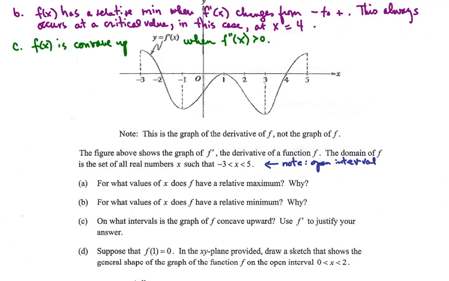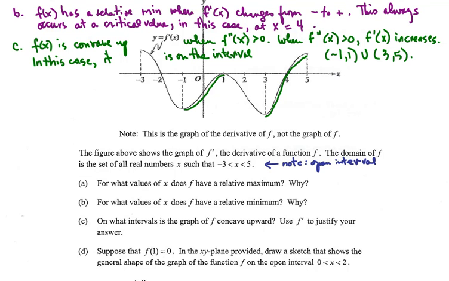Now, if we work backwards from the second derivative, when the second derivative is positive, it tells us that the first derivative is increasing. Just like when the first derivative is positive, the original function is increasing, when the second derivative is positive, the first derivative is increasing. So all we really have to do is find where the first derivative is increasing, and that will tell us where the second derivative is positive, and hence where the original function is concave up. In this case it happens between -1 and +1, and from 3 to 5. And that's all that we have to state there.